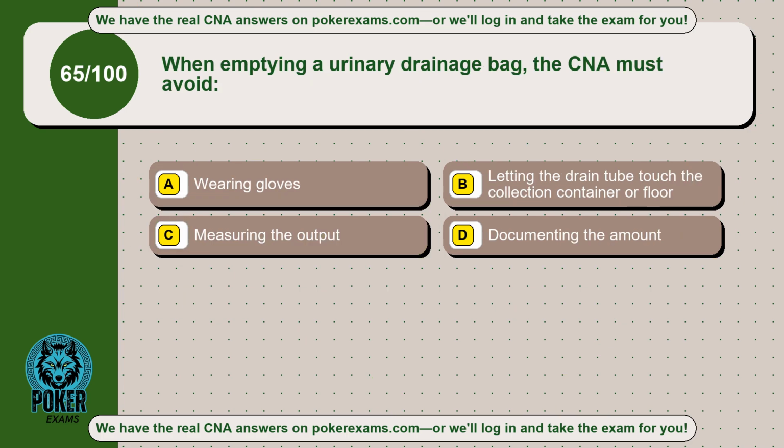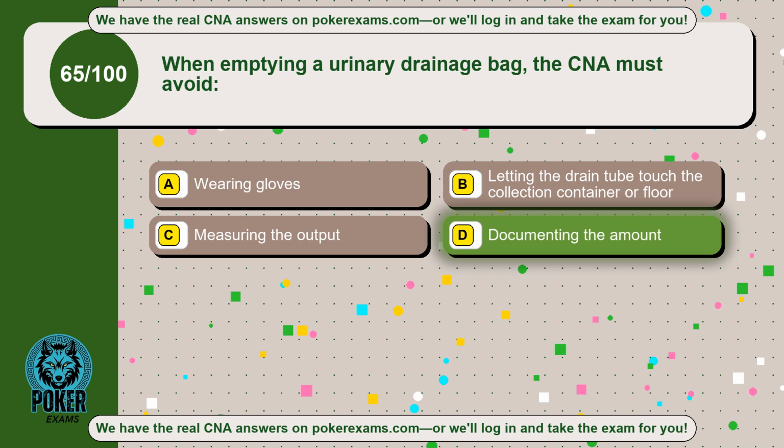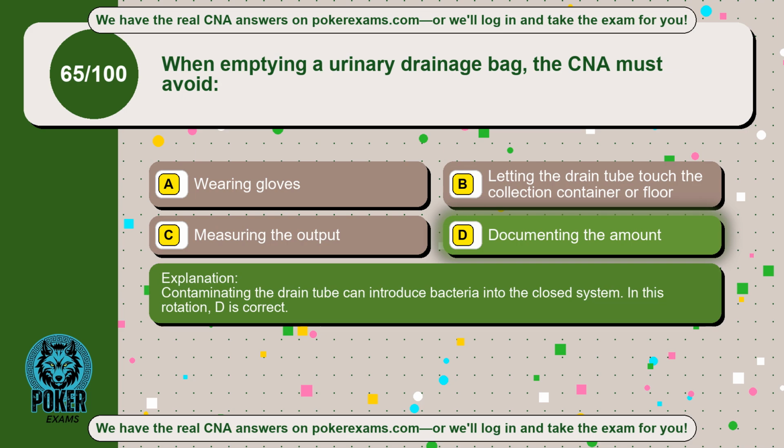Question 65. When emptying a urinary drainage bag, the CNA must avoid: Option A, wearing gloves. Option B, letting the drain tube touch the collection container or floor. Option C, measuring the output. Option D, documenting the amount. The correct answer is option D. Documenting the amount. Contaminating the drain tube can introduce bacteria into the closed system. In this rotation, D is correct.